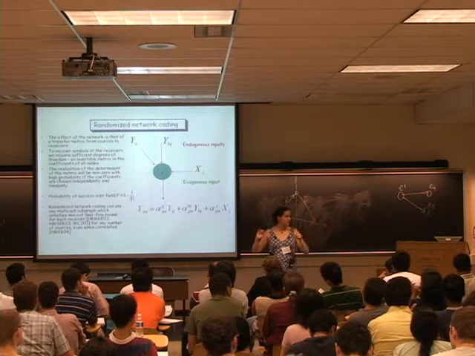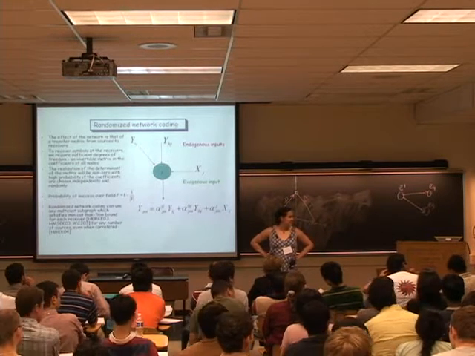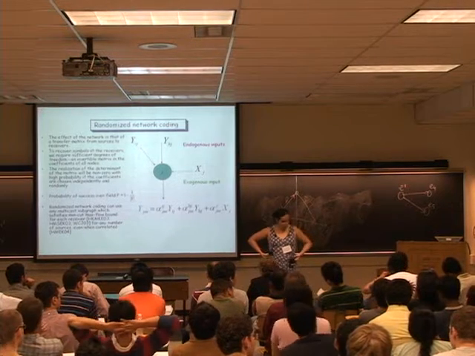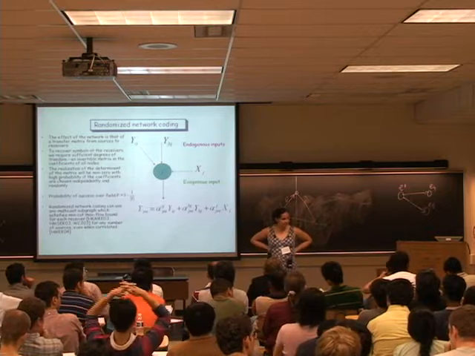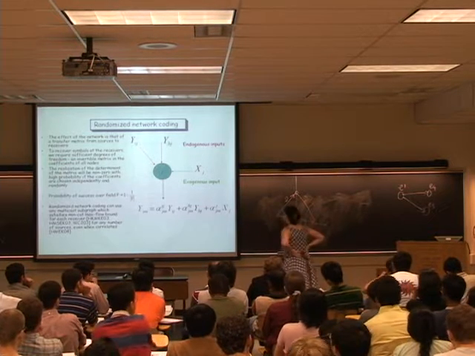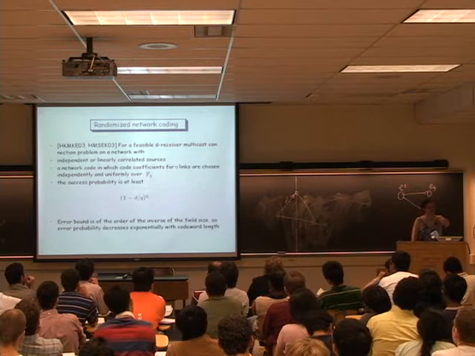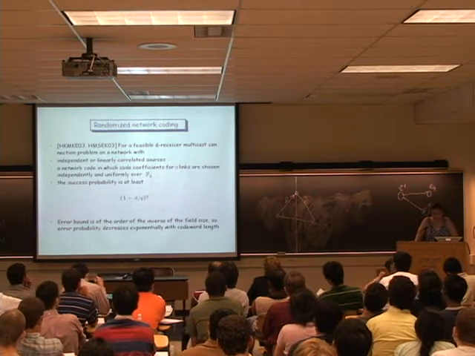Do you have a question? Just a quick one. So this is for the case where everybody wants all the information. That's correct. Multicast. We'll go down to multicast later. Okay. This is for multicast. All right. So let me give you a bit of an idea of the proof. Okay. So you actually can get a slightly better bound.